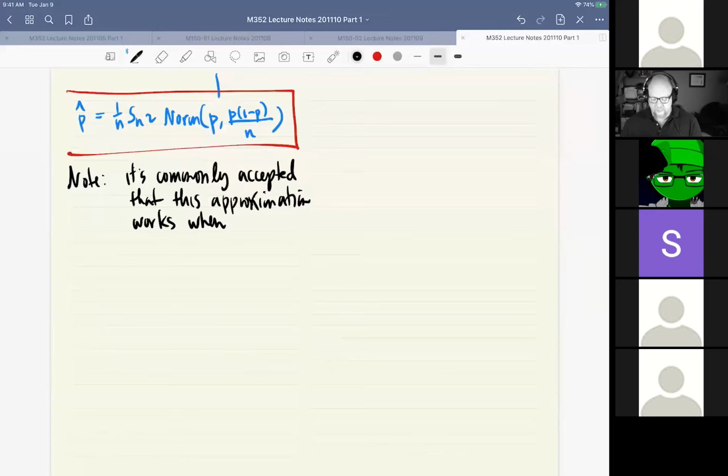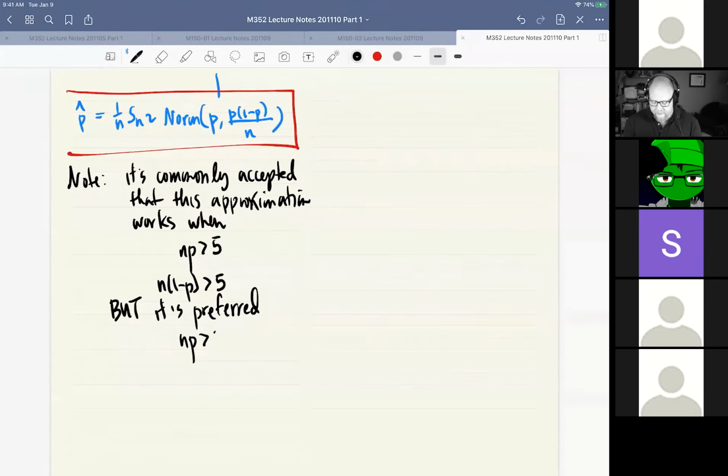So here for the population proportion, that number changes slightly. It's accepted that if n times p is bigger than 5 and n times 1 minus p is also bigger than 5, then that's big enough. Then you can use the central limit theorem for population proportion. But 5 is kind of small. It's preferred that these numbers are both bigger than 10.